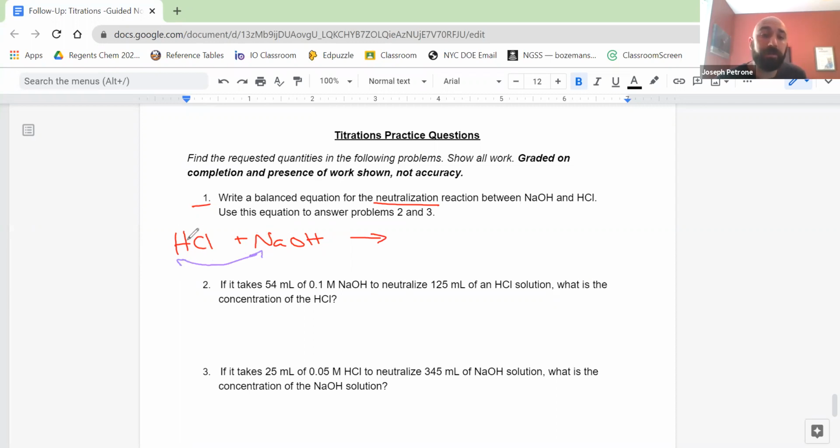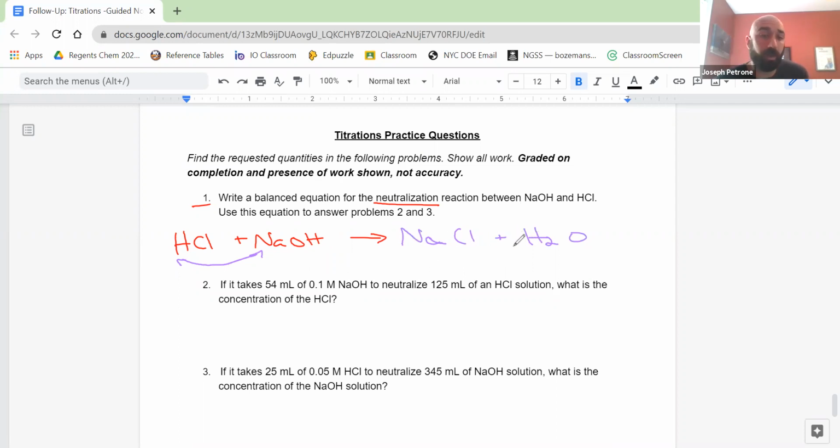So now sodium is going to be bonded to chlorine, NaCl, and then our final product is water. That water comes from the fact that now hydrogen is bonded to the hydroxide. So H and OH make H2O. So this is our neutralization reaction. Again, HCl, hydrochloric acid, plus sodium hydroxide yields sodium chloride and H2O.